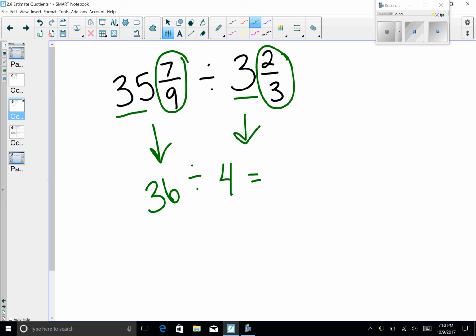And now I can divide. 36 divided by 4 equals 9. And so my estimate would be 9.